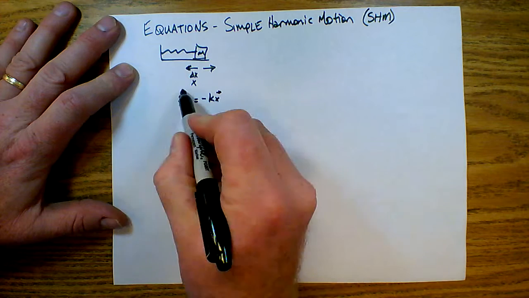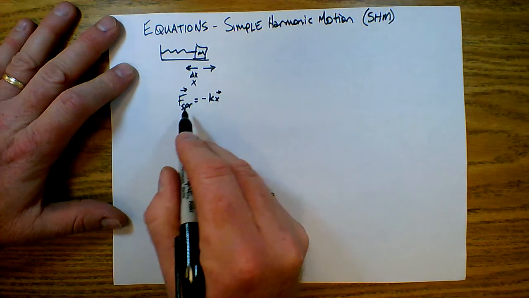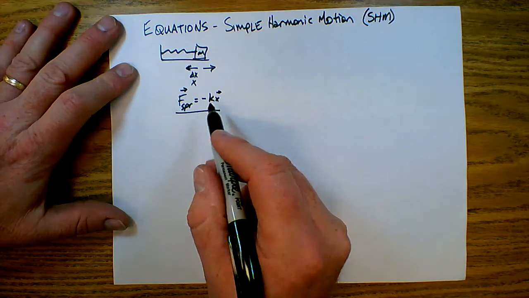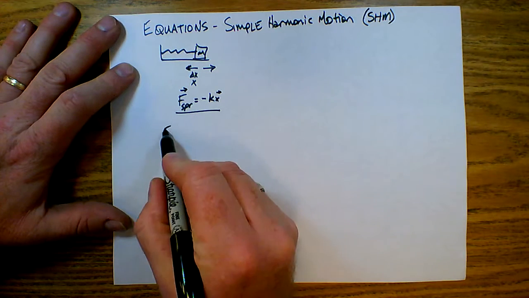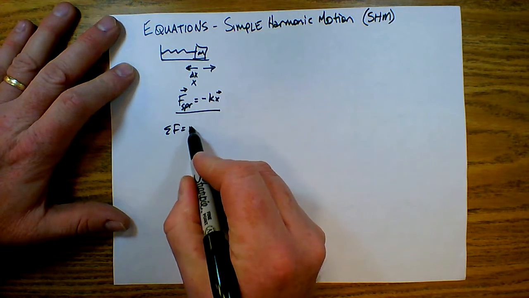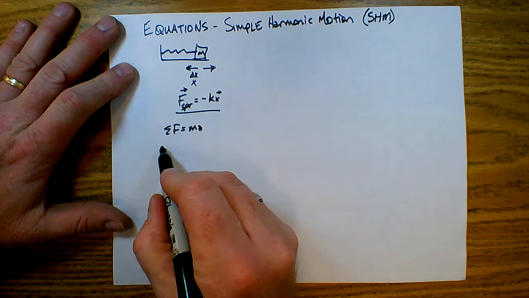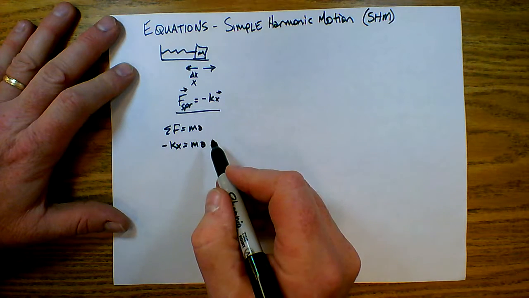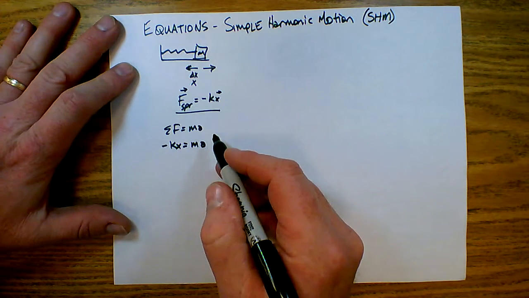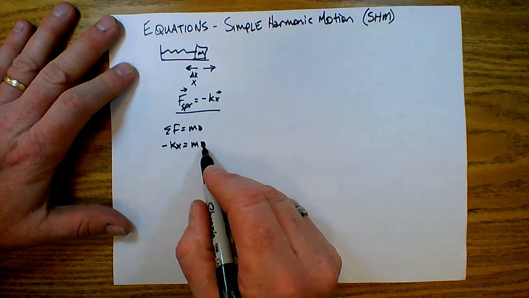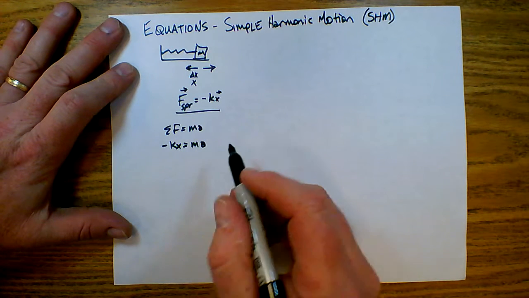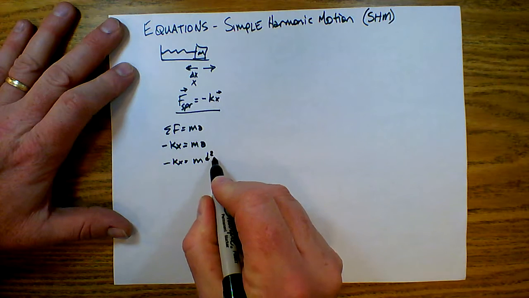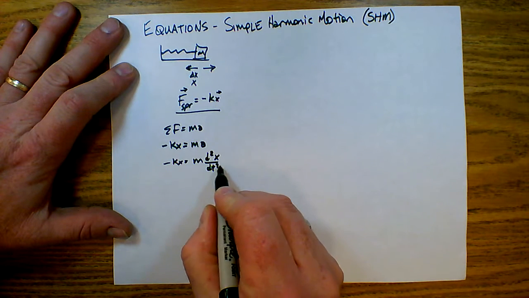Now, x is a vector and the spring force is a vector. So in the vector form of Hooke's law, the spring force equals negative kx. If we look at the situation with Newton's second law, the net force equals mass times acceleration. So negative kx equals mass times acceleration. And that looks all fine and good, but acceleration, if we recall, is the second derivative of position with respect to time. So minus kx equals m times the second derivative of x with respect to time.